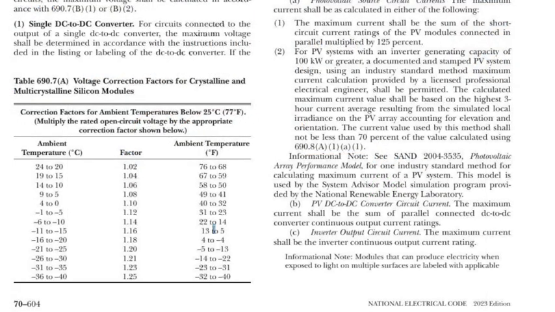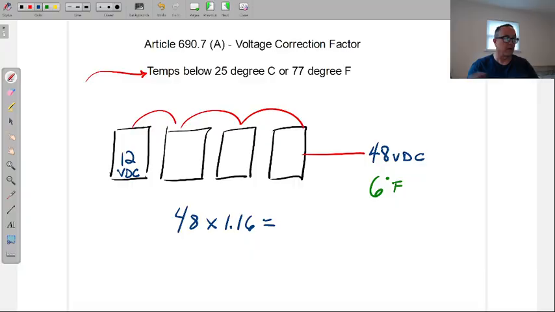We have to find 6 degrees Fahrenheit, which sits, I'll try to highlight it, but not the best highlighting for this PDF, but it's sitting there between 13 and 5 because we are on the Fahrenheit side. And then our correction factor is 1.16. What that is telling us is that 48 volts is going to go up by 116%. You're going to get more voltage out of this system by 116%.